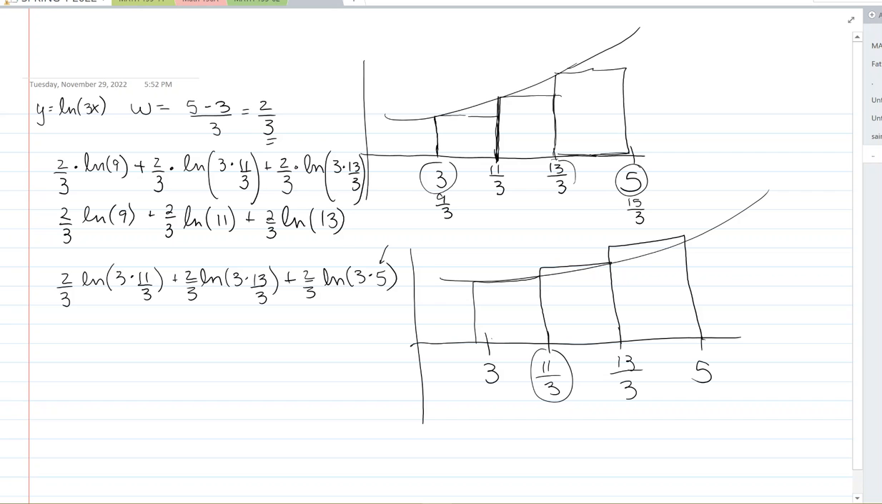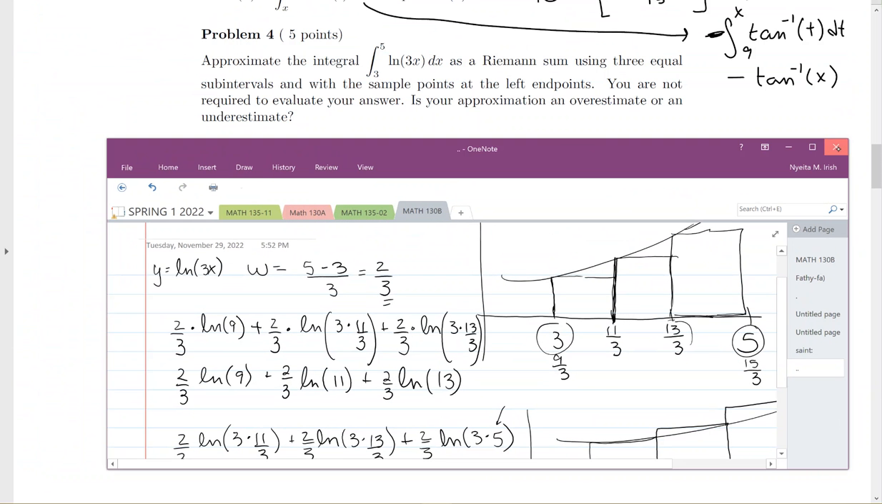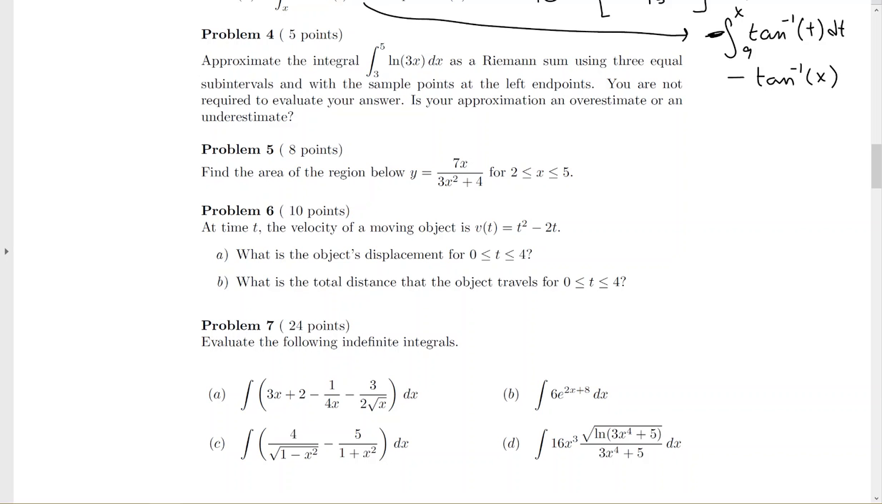Flipping through pages. Those are the solutions. Okay, so for problem number 5, let me minimize this. All right, so for problem number 5, find the area, so that's an integral of the region. So you're integrating from the lower limit to the upper limit of 7x over 3x squared plus 4 dx.